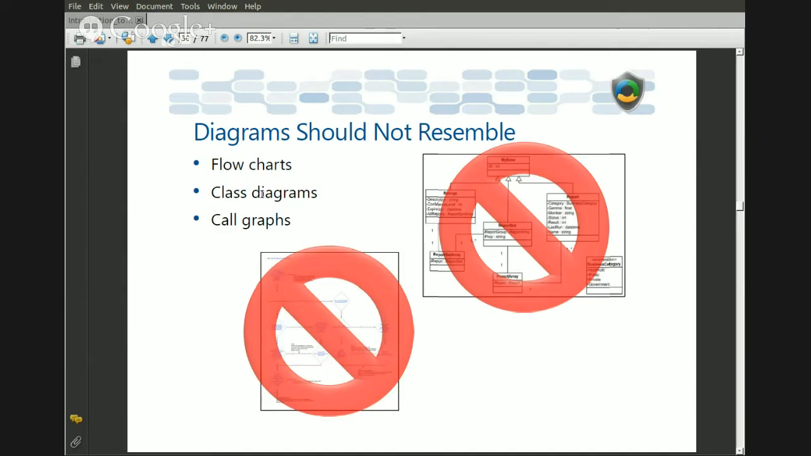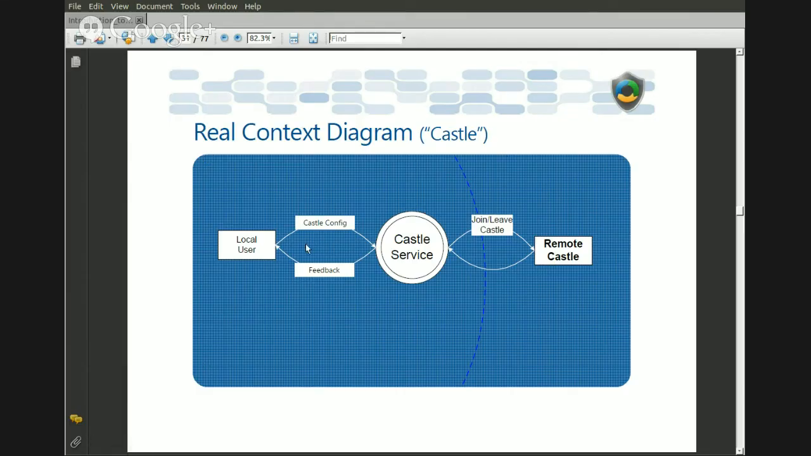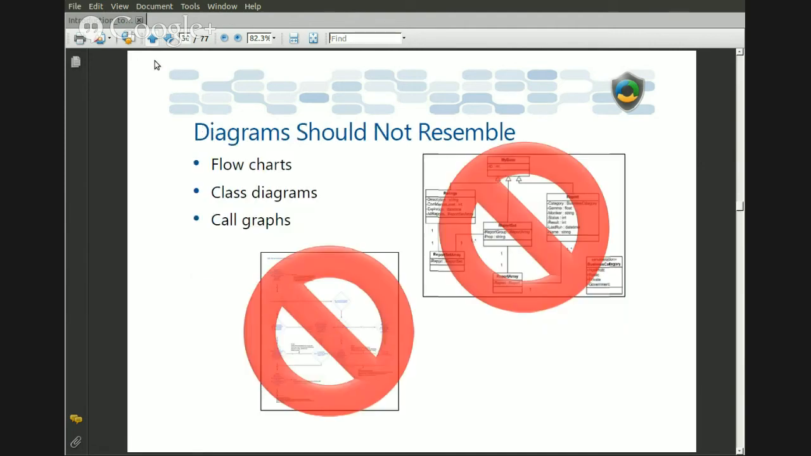All right, so here it's just saying that diagrams shouldn't resemble flowcharts, class diagrams, or call graphs. It should not resemble this. And here is showing a context diagram of this particular castle service, and you see the actual boundary and whatnot, and then you see all the data flows going through this particular system. That will be closer to more of your use cases and stuff like that.